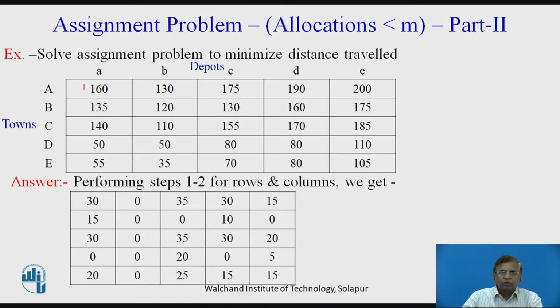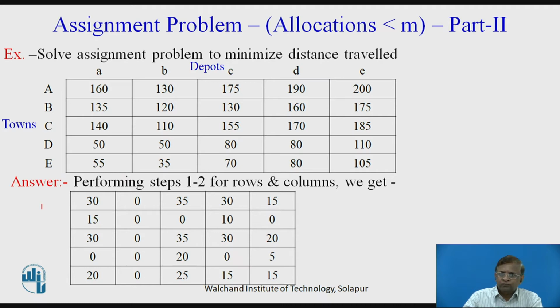We have a basic problem wherein 5 towns are given, A, B, C, D, E, and 5 depots are given, small a, b, c, d, e. The table values here, what we call Cij values, indicate the distance travelled. So the distance between the towns and the depots is given in the cells, symbolically Cij. This is how we have a 5 by 5 table, and we solve this with the regular procedure.